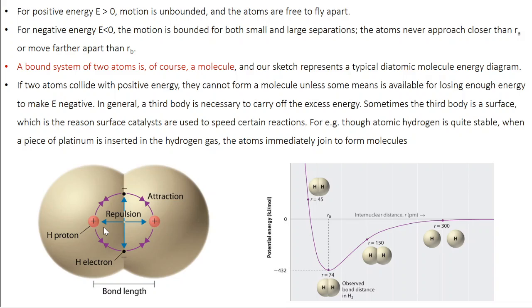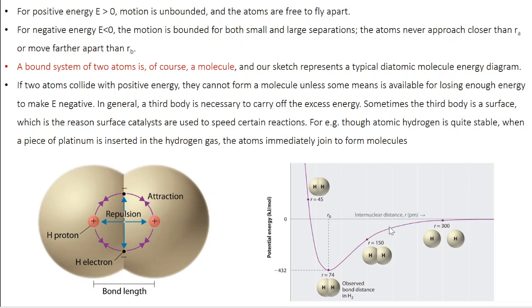And when these atoms join together to form a molecule, the distance between the 2 nuclei is known as the bond length. Now let's see how this entire dynamics can be understood using the energy diagram. Okay. So you plot the energy diagram. On the y-axis you have the potential energy. On the x-axis you have the internuclear separation.